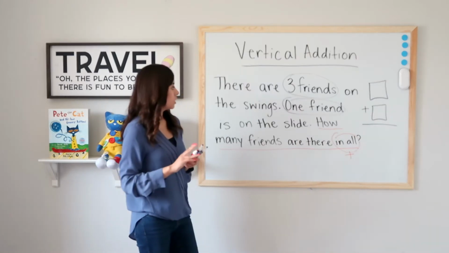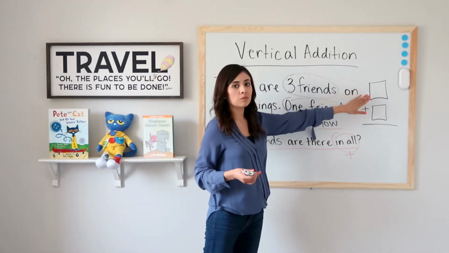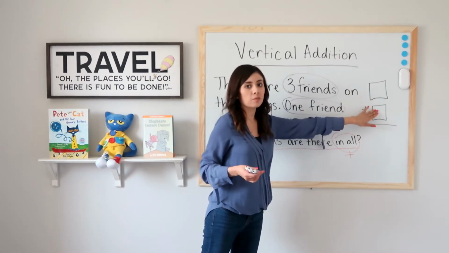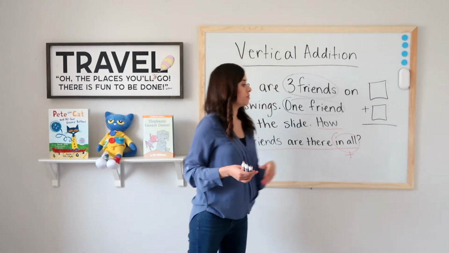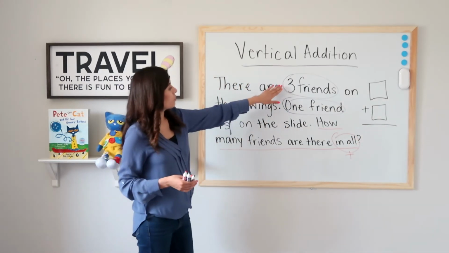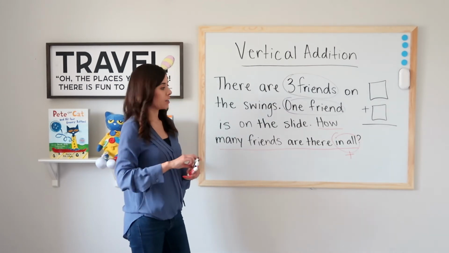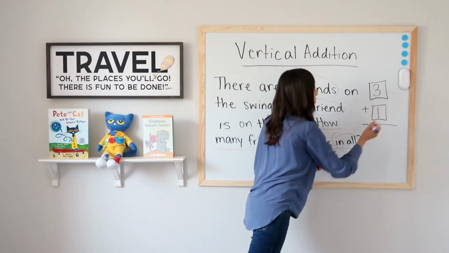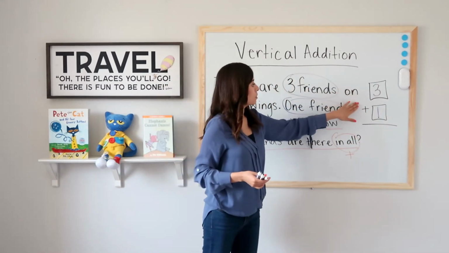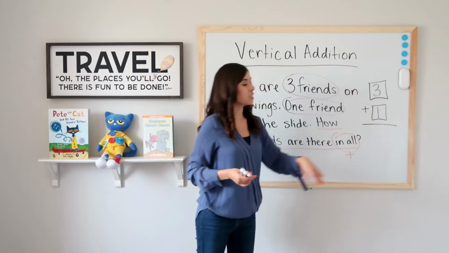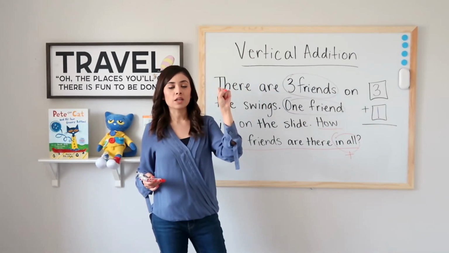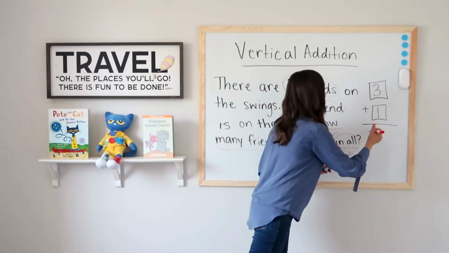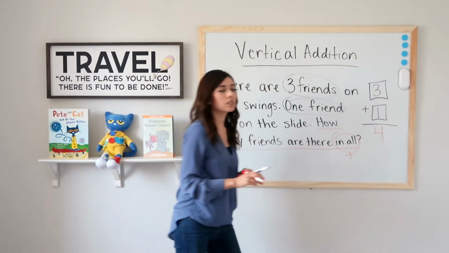good. So here I have my vertical addition number sentence set up already. A number or a part plus another part equals what? So I have 3 and 1. I'm going to add 3 and 1. Those are my 2 parts. So 3 plus 1 equals, let's see what the sum is. Hold up 3 and jump up 1. 3, 4. Good. So my answer, or my sum, is 4.